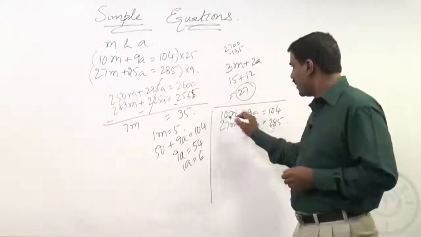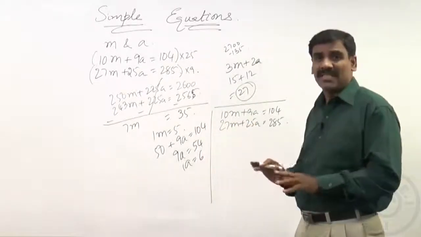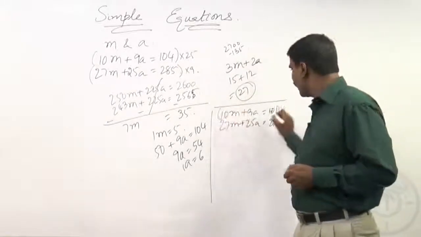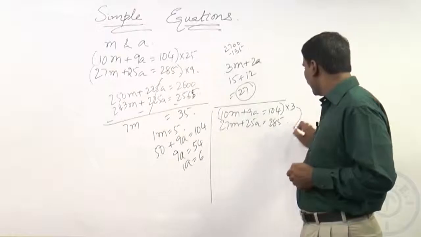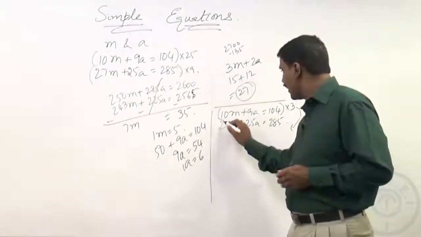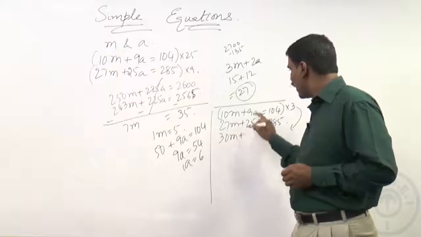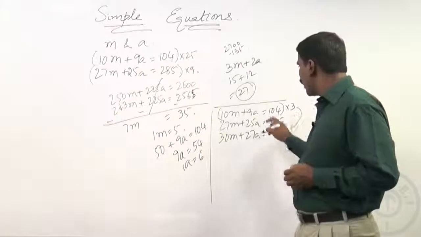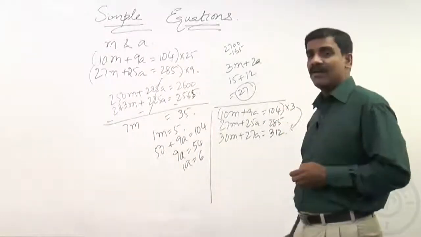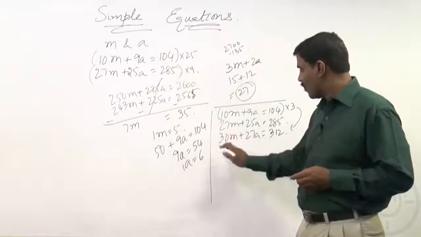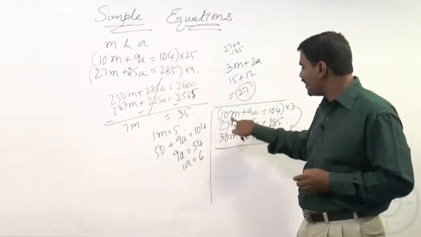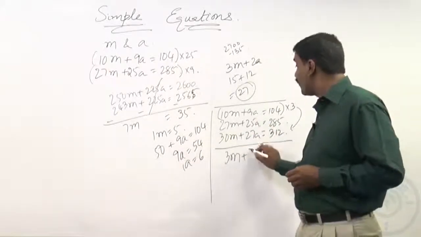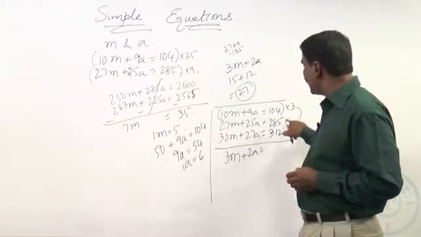And if you are observing carefully, as we are not looking at the values of the variables, the question is asking for the combination of the variables, like how much is 3m plus 2a. Multiplying the first equation by 3, that equation changes to 3 into 10, 30m, 3 into 9a, 27a, 3 into 104 will be 312. Right or not? From this equation, if we subtract the second one, 30m minus 27m will be 3m, 27a minus 25a will be 2a, is equal to 312 minus 285.